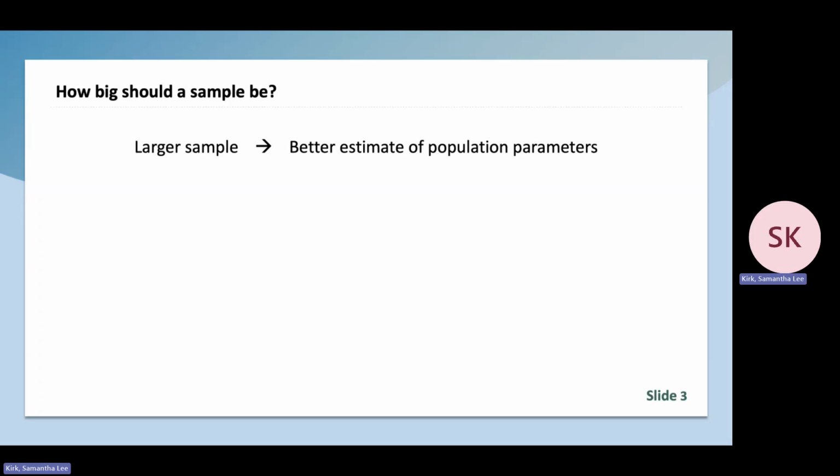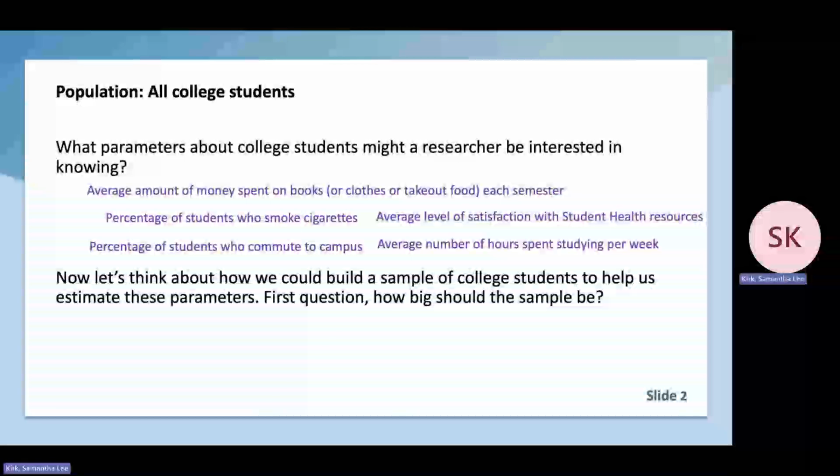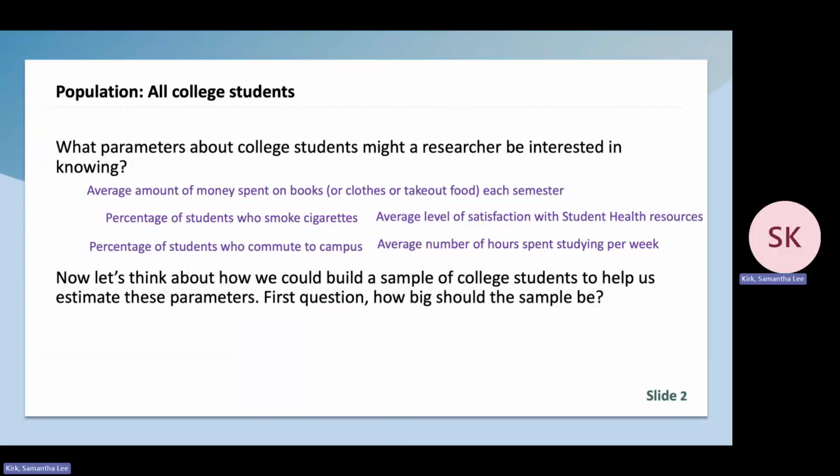Remember that we can actually never figure out, let me go back to the last slide, all of these averages and percentages. I will never be able to find the precise numbers for these. And the reason for that is I don't have a spreadsheet where I have all college students listed. If I had that, I could estimate all of these parameters. But the population is so large, I cannot put every student on the spreadsheet.